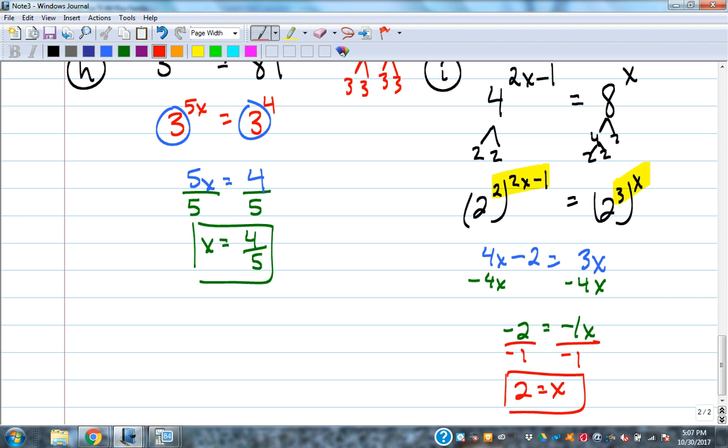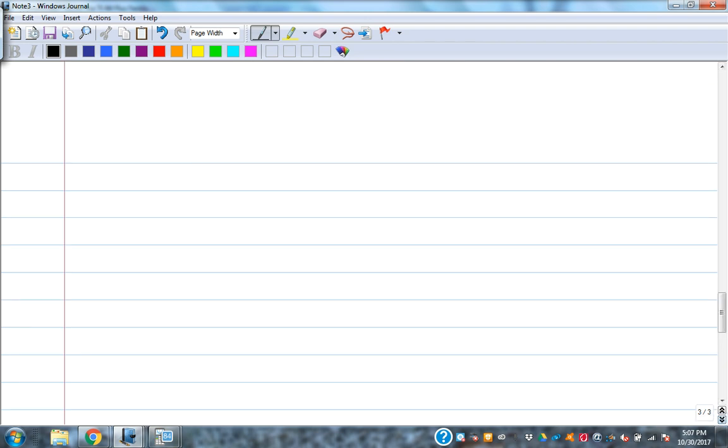And then solve it. So subtract 4x. Negative 2 equals negative 1x. Divide. This is 2. We've got to think in terms of exponentials. That's what we're trying to do here. Think in terms of exponential representations of numbers.